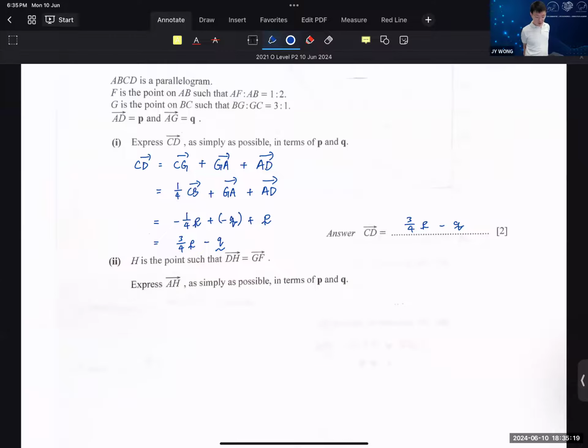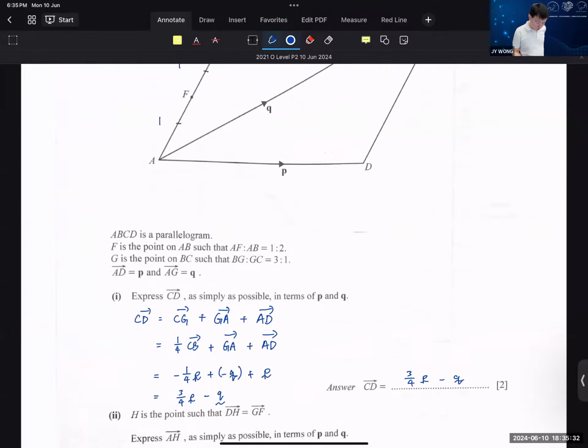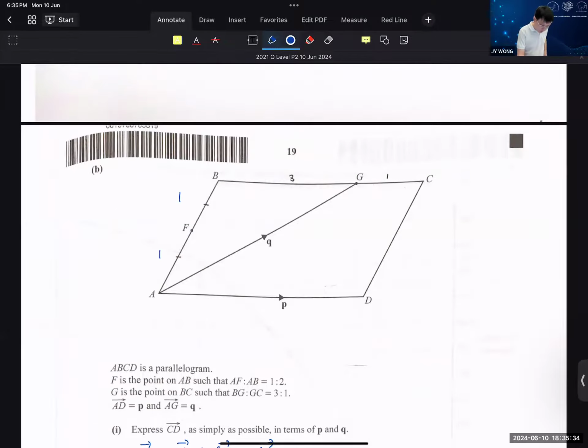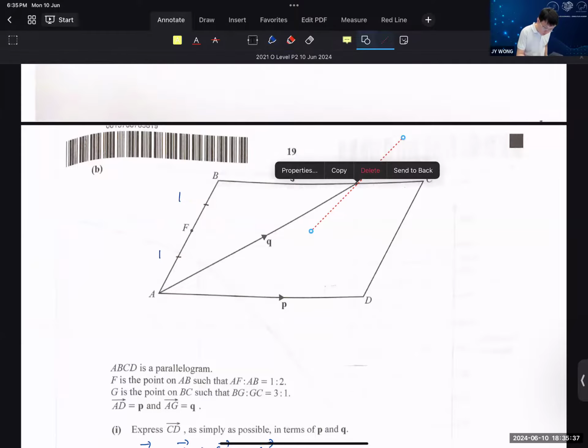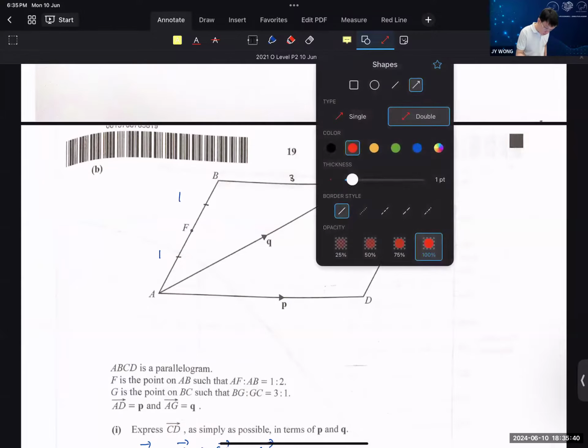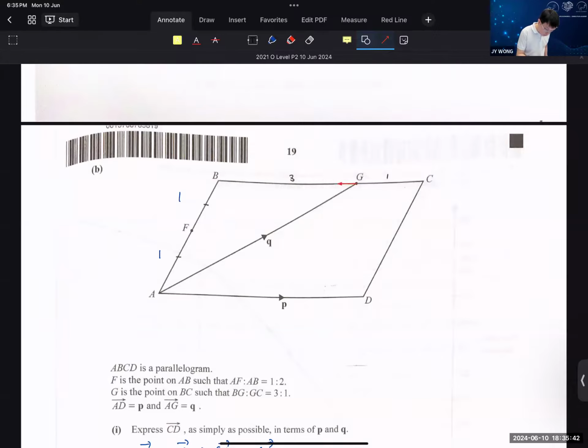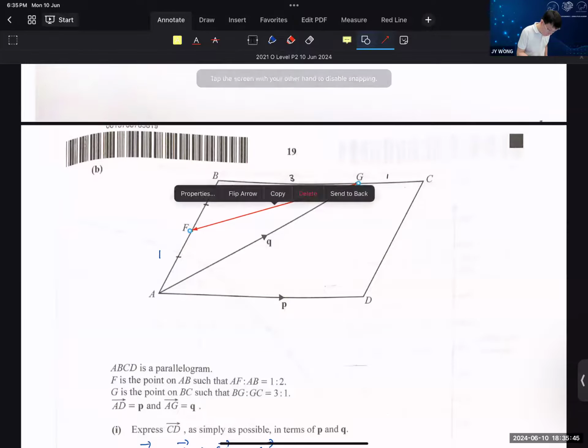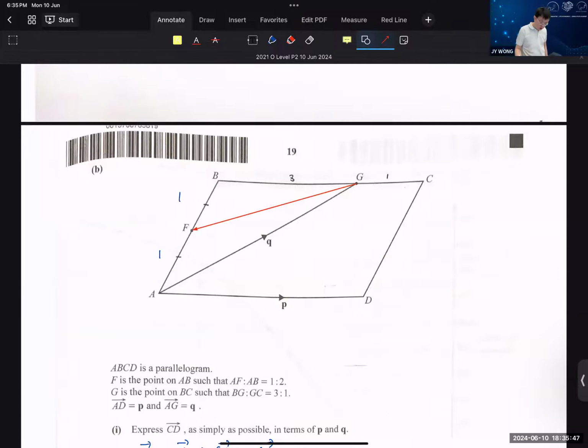H is the point such that DH is equal to GF. Express AH as simply in terms of P and Q. So they tell you that DH is equal to GF. Where is GF? So go and draw in the vector GF. DH is equal to GF.